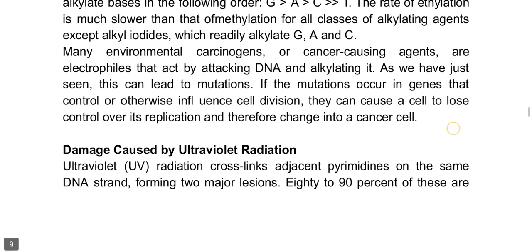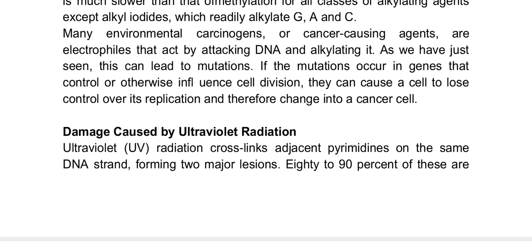Many environmental carcinogens, or cancer-causing agents, are electrophiles that act by attacking DNA and alkylating it. As we have just seen, this can lead to mutations. If the mutations occur in genes that control the cell cycle or otherwise influence cell division, they can cause a cell to lose control over its replication and therefore change into a cancer cell.